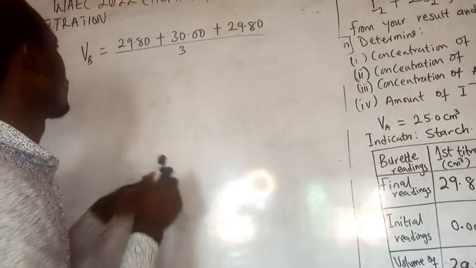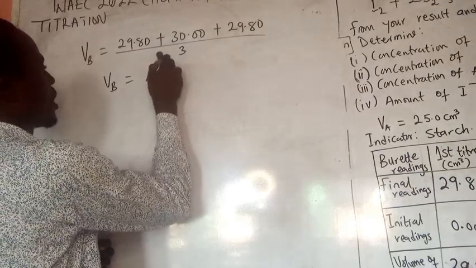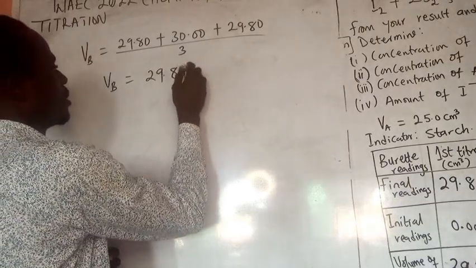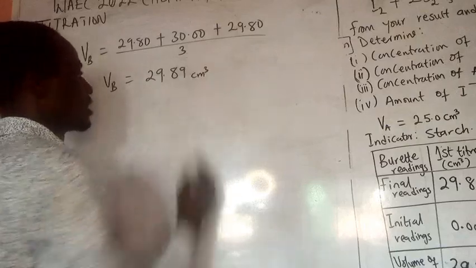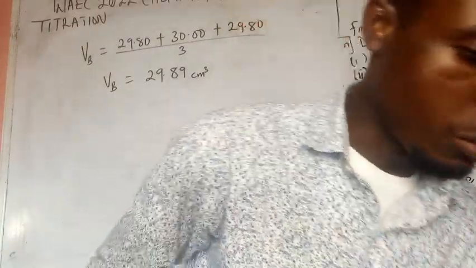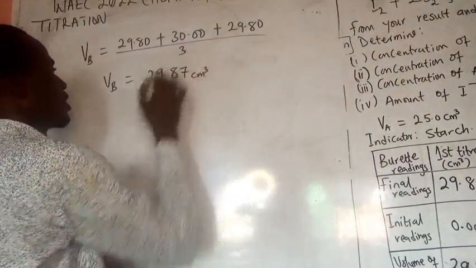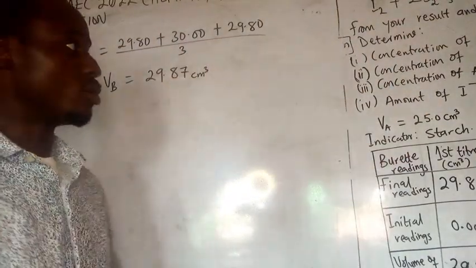So by computing that, what would I have? The value we got for VB is approximately 29.87 centimeter cube, that is in 2 decimal places. So that is the value we got for our VB.